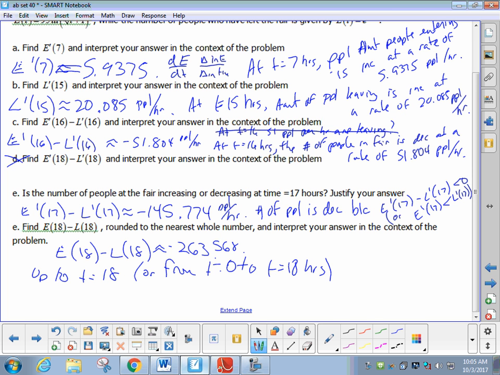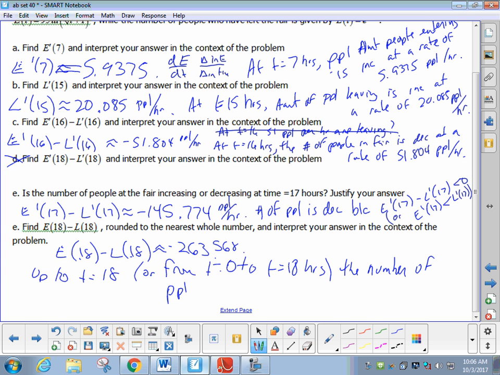This is the number of people who have entered. This is the number of people who have left. So the difference is the change in the number of people. 263 people can't be out there. Yeah. Now I assume at time 0 there were some people there. So it's not like there's negativity in the existence of people.